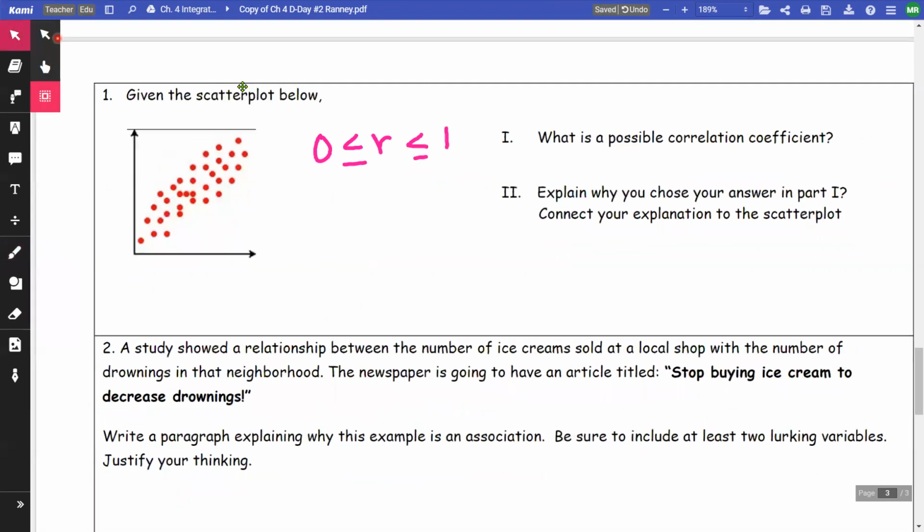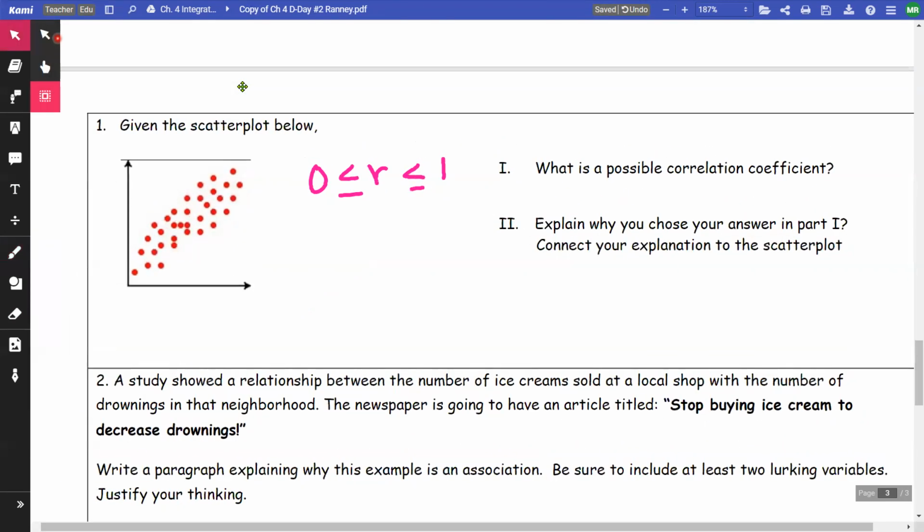Then explain why you got that. So you would say something about why it's positive is because it is an increasing graph. Then you would explain why you chose your particular R. Again, the closer it is to 1, the more exact the line is with the points. The further away from 1, the more off the points are.